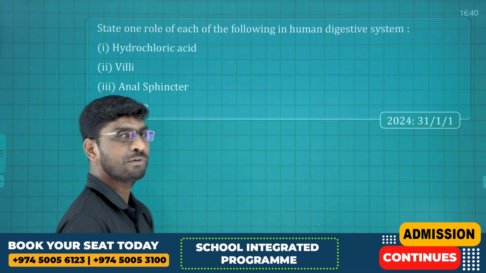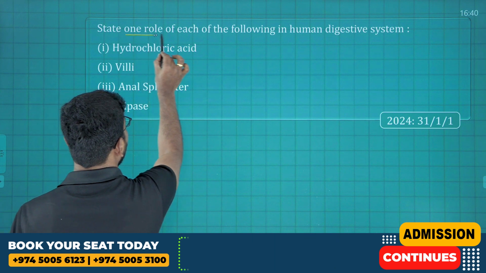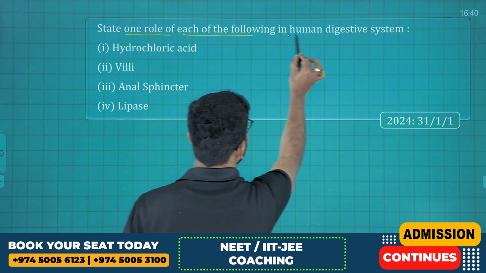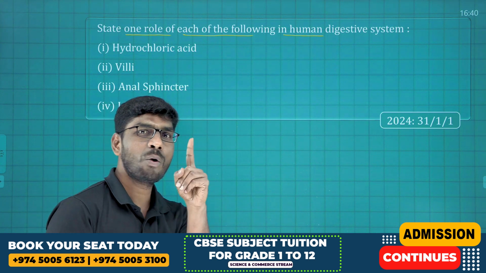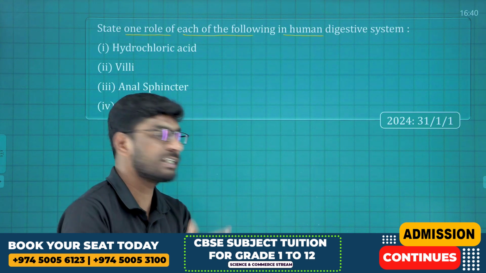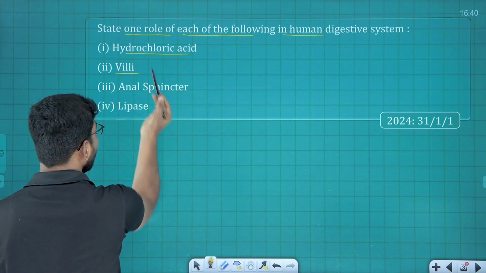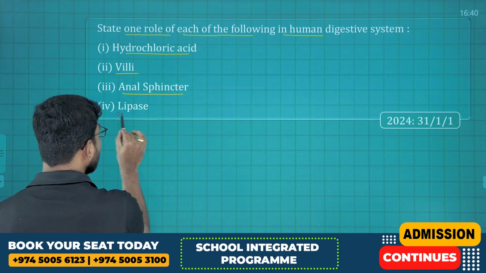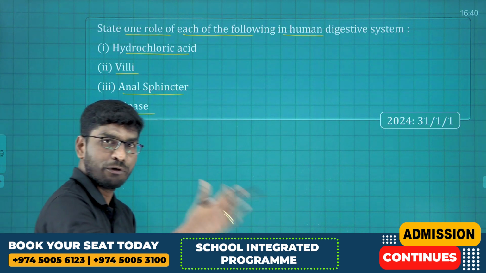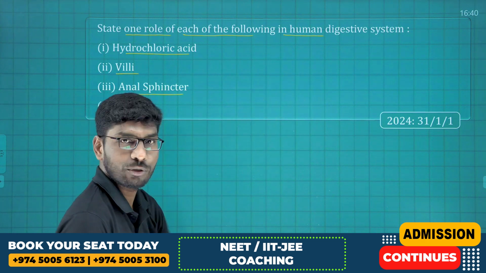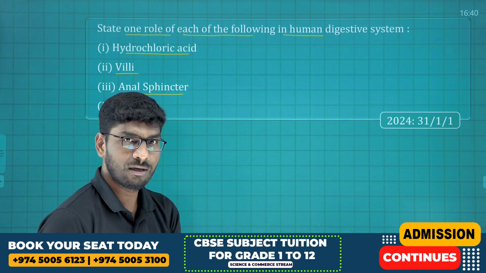This is a 2024 2 mark question. They ask, state one role of each of the following in the human digestive system. Number 1, hydrochloric acid, HCl, villi, anal sphincter, lipase. There are 4 substances given, 4 different things related to the human digestive system. They are asking only one role of each of these.